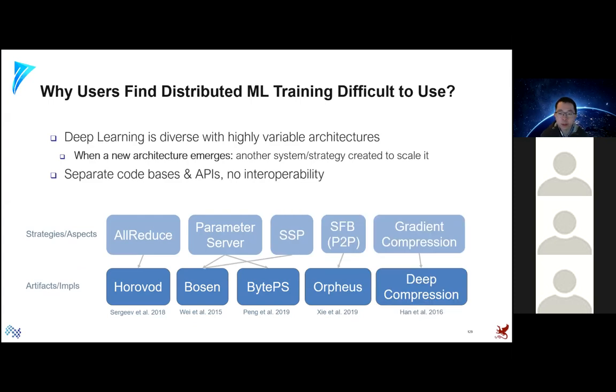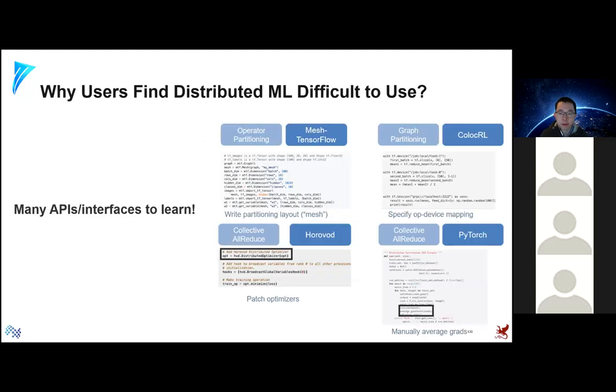First, machine learning is diverse with highly variable architecture. When a new architecture emerges, we need to design another system or strategy to scale that model. Second, this practice usually results in separate code bases and system implementations. A direct consequence is the distinct programming interfaces they offer to the users.